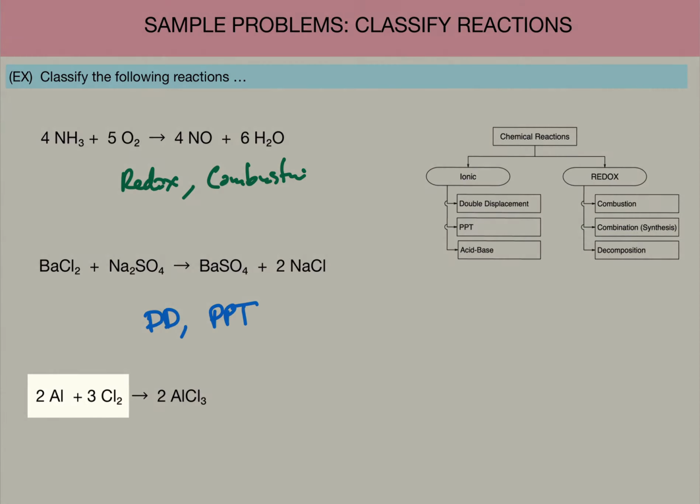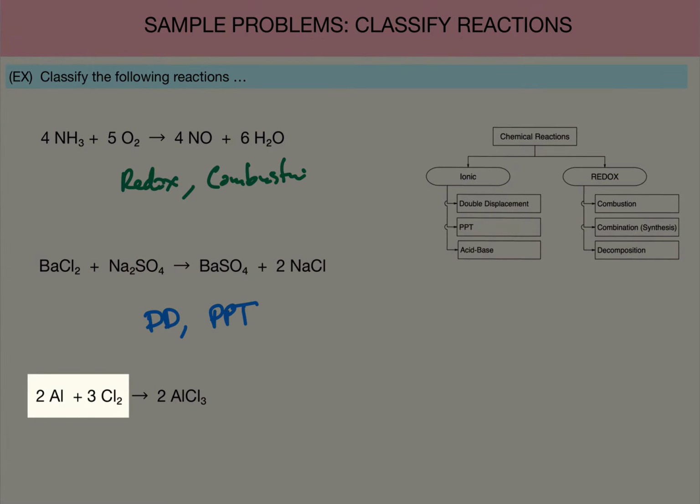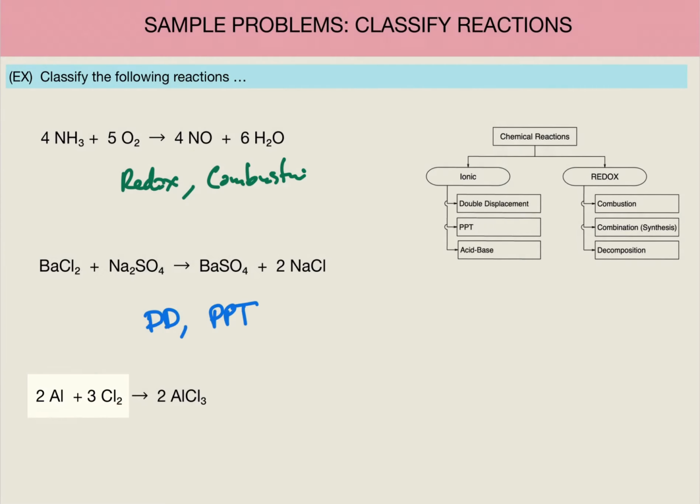And finally, the bottom reaction with aluminum and chloride. What does that reaction look like in terms of classification? I don't see anything that resembles an ionic compound as a reactant. I'm pretty sure I don't have anything on the ionic species. Well, one thing I notice is I have two things going to one. I know I have a combination.